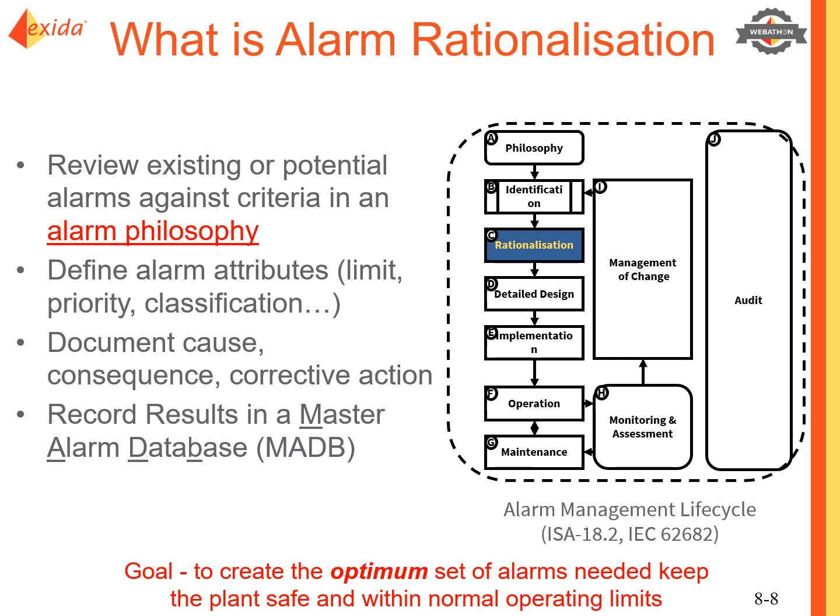We can also check our other input documents to see if we've missed anything. So we can look at our HAZOPs and LOPAs to see if we need to add any alarms, because alarm rationalization isn't about getting rid of alarms necessarily. It could be that you need to add alarms. So we're talking about the optimum number of alarms.